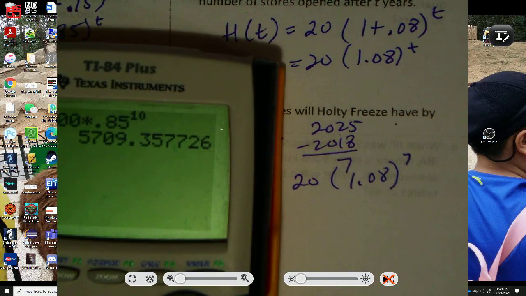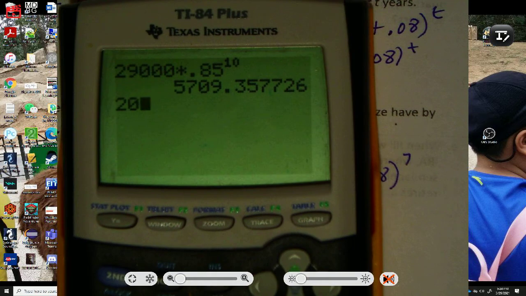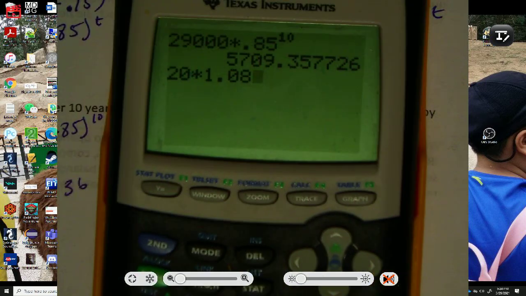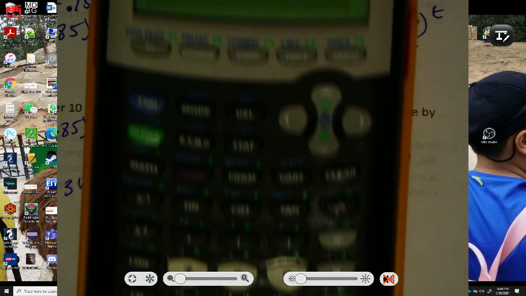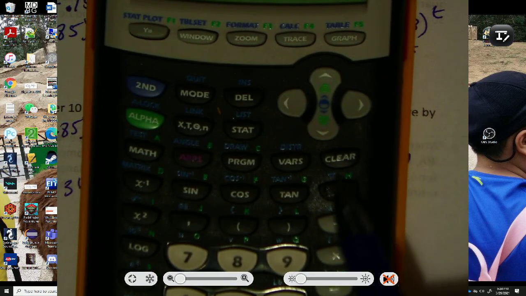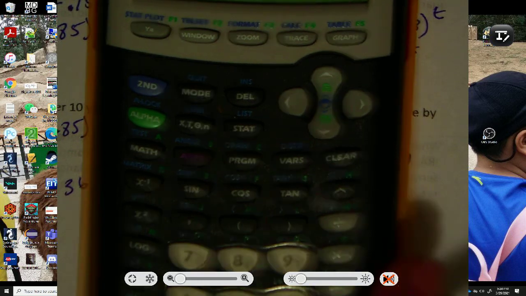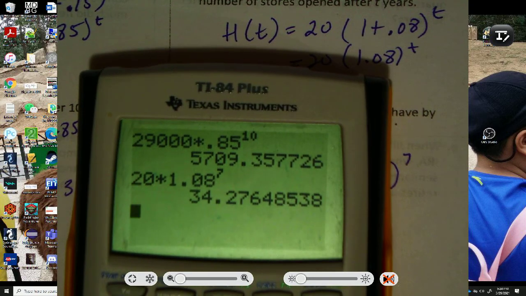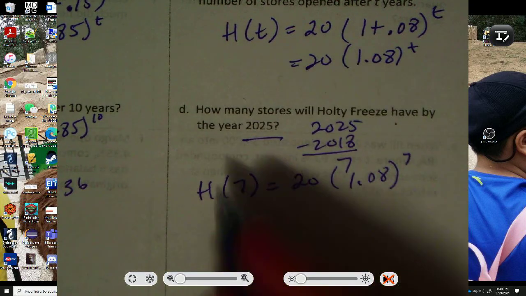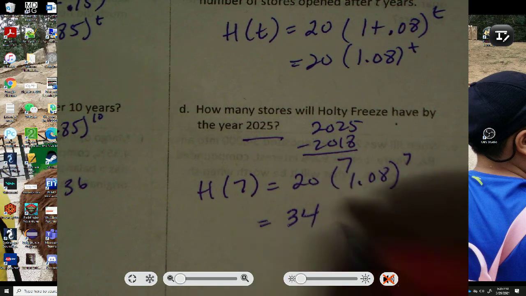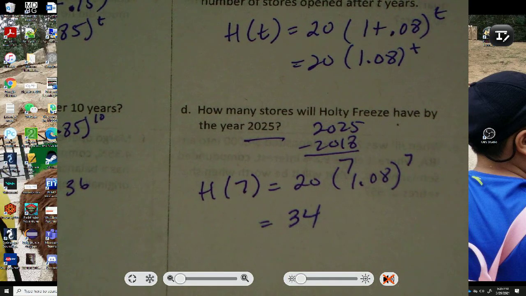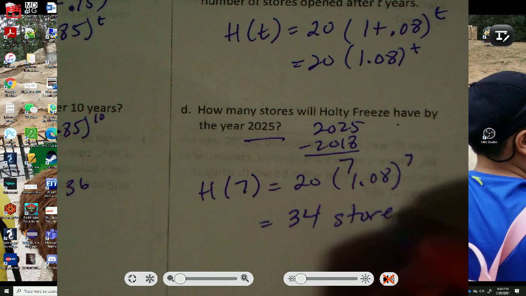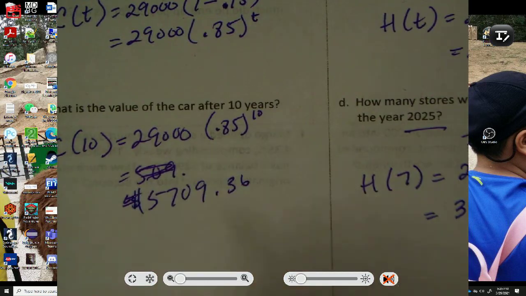Let's do that. So that's going to be 20 times 1.08 to the 7th power. If you don't know which button is your exponent button, there it is. It looks like this little, this is called a caret, okay? And press enter, and I have 34.27. Now we're talking about the number of stores, so we're going to round it to the nearest whole number. And that's it, 34 stores. This is 34 stores. And this was $5,709.